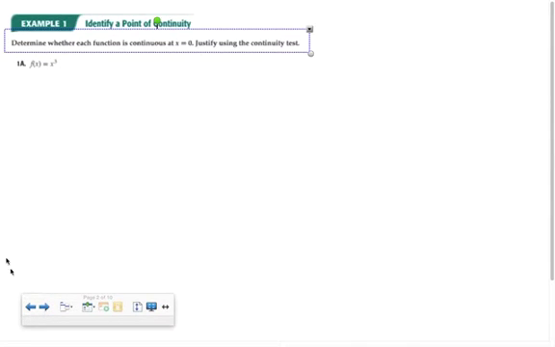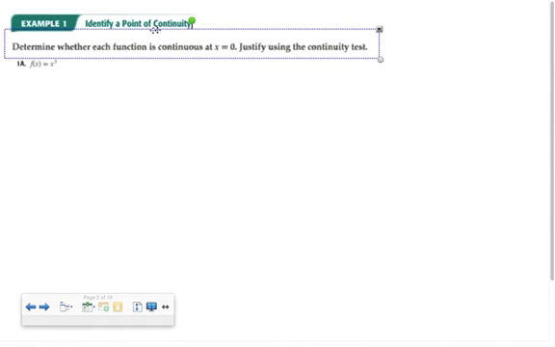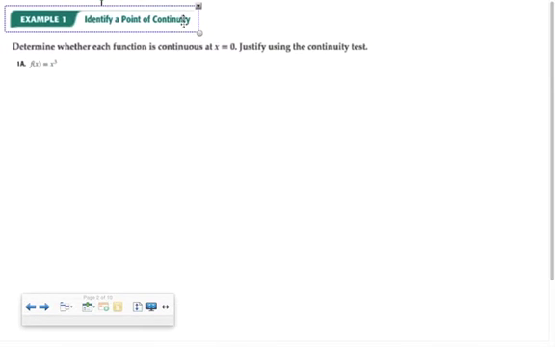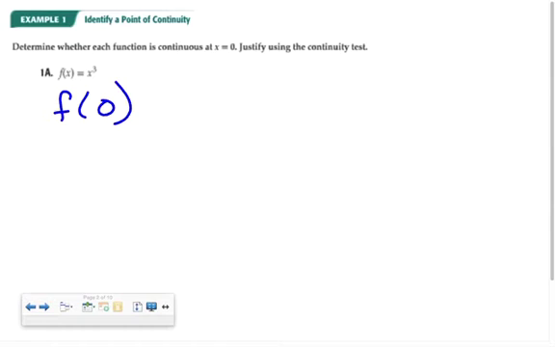In this example, we are identifying whether a graph is continuous at x equals 0. So my graph is f of x equals x to the third. Now I don't have a graph, but it is asking me to use the continuity test. So the first part of the continuity test is to check whether f of 0 exists. So can I find the f of 0? If I plug in 0 for x, can I take 0 and raise it to the third power mathematically? Yes, I will get 0.